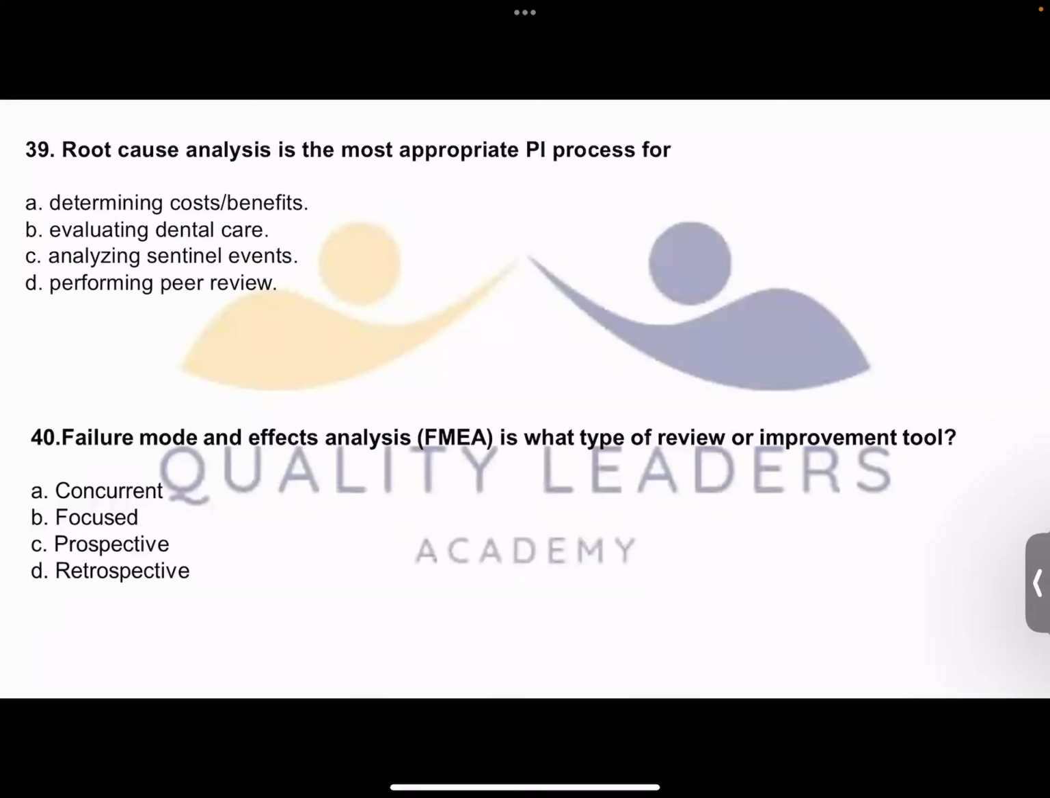39, root cause analysis is the most appropriate PI process for A, determining cost benefits; B, evaluating dental care; C, analyzing sentinel events; D, performing peer review.